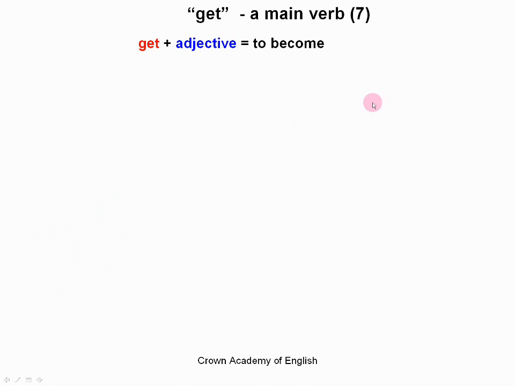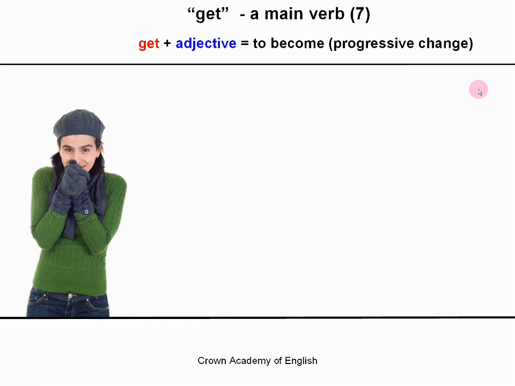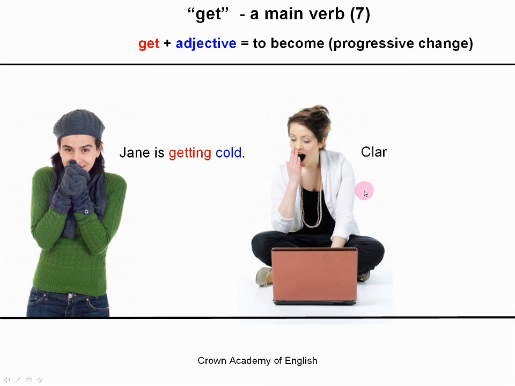Example 7. Get, then an adjective. This means to become something, to become the adjective. And it is a progressive change over time. Example. Jane is getting cold. So this means that she started off warm, but she's becoming more and more cold. And Claire is getting tired.